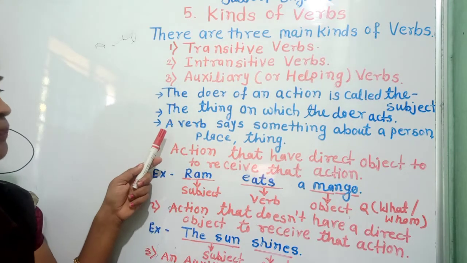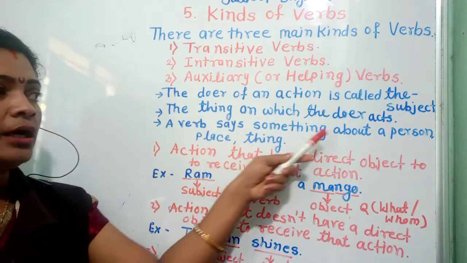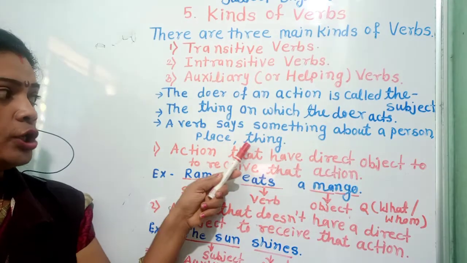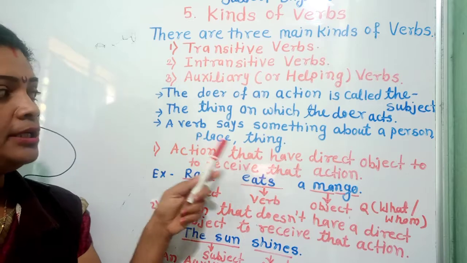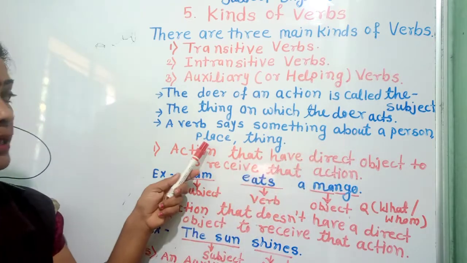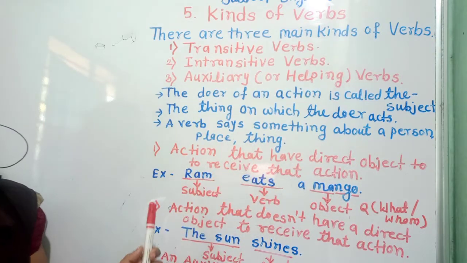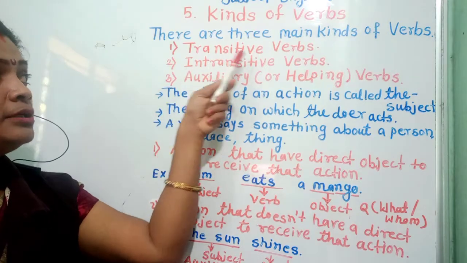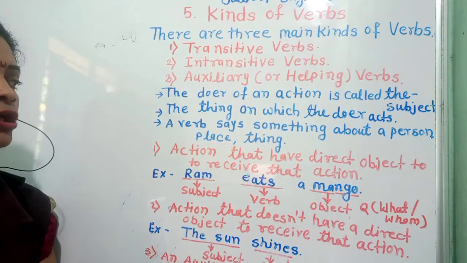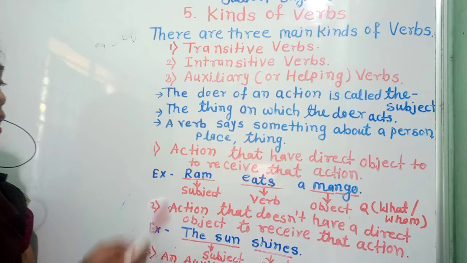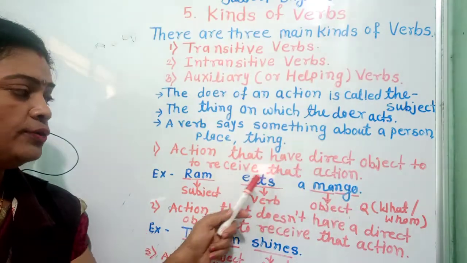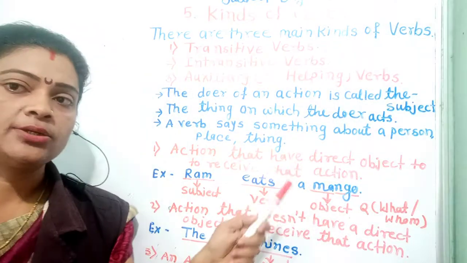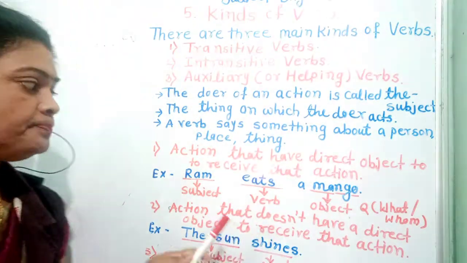Now third, a verb says something about a person, place or thing. It is related with the person, place or thing. Now let's see first, transitive verbs. What is the definition of transitive verbs? An action that has a direct object to receive that action is called a transitive verb.